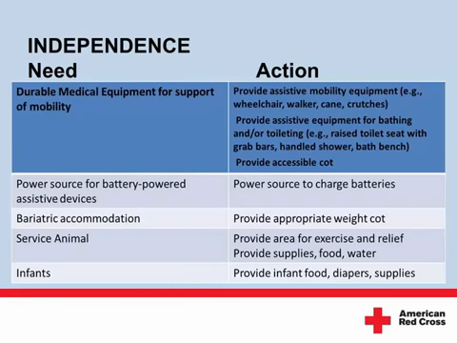We need to provide bariatric accommodation and appropriate weight cots, care for service animals, providing food supplies and water maybe for infants, and infant food and diapers. So there's quite a few things that, even though you don't think about an infant being independent, part of what keeps that family unit independent is if the things they need to care for their infant are made available.